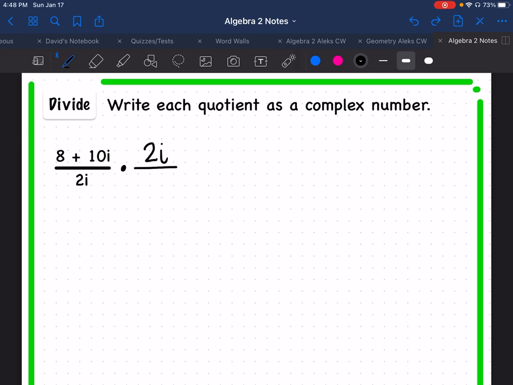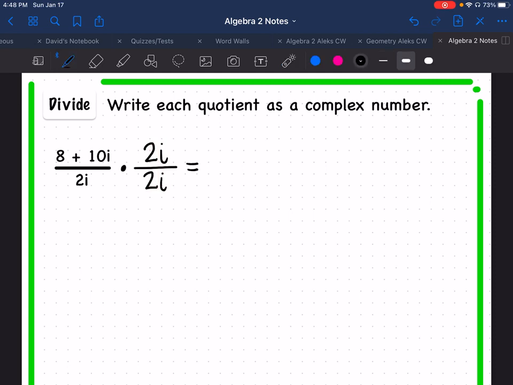And so what I'm going to do is place 2i over 2i, because think about it. 2 divided by 2 is 1. So 2i divided by 2i would also be 1, right? And so I'm not really changing this because I'm just multiplying by 1. I'm just making it very fancy.